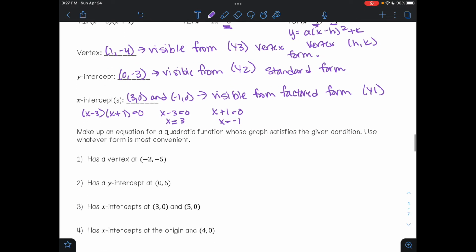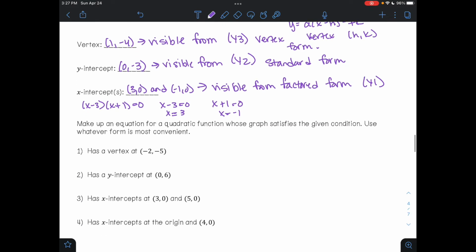Down here it says, make up an equation for a quadratic function whose graph satisfies the given condition. Use whatever form is most convenient. Now there are infinite possibilities for each one of these. I'm just going to give you one example. You might come up with a different example and they can both be correct.